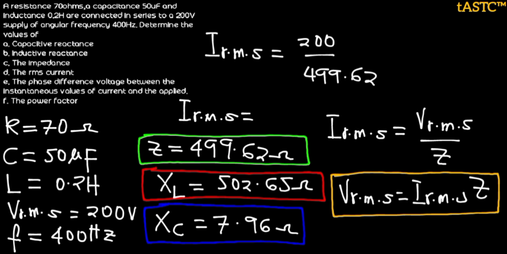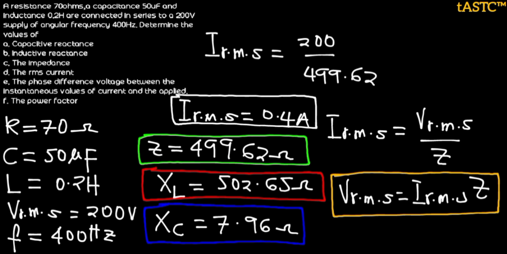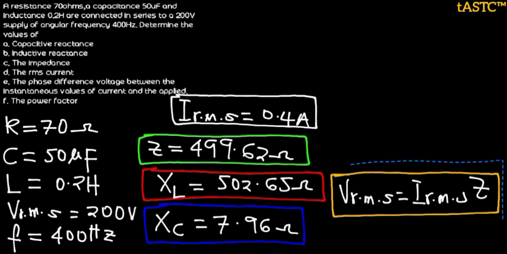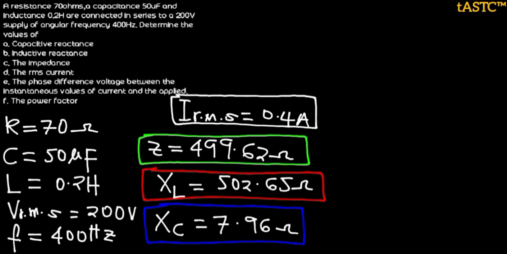That gives us 0.4. So we got 0.4 amps. This is the current. Now we need to find the phase difference between the instantaneous values of the current as well as the applied voltage. Now what is the phase difference? Phase difference is the same thing as a phase angle. Now how can we find it?